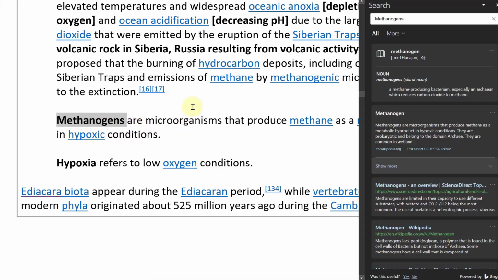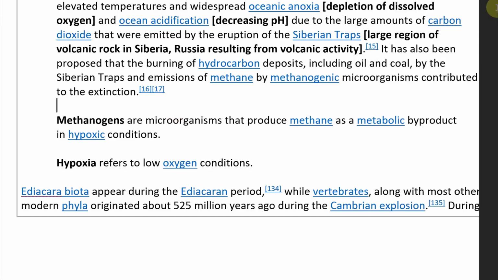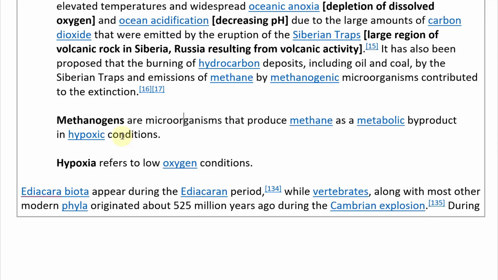And over here, methanogens. Let's just search this up again. I've been calling it methanogen, that's how I pronounce it, and when I Google search, it says methanogen. But if I go to the Microsoft one, methanogen. So methanogen, yes. Very fascinating. Methanogens are microorganisms that produce methane as a metabolic byproduct in hypoxic conditions, and hypoxia refers to low oxygen conditions.